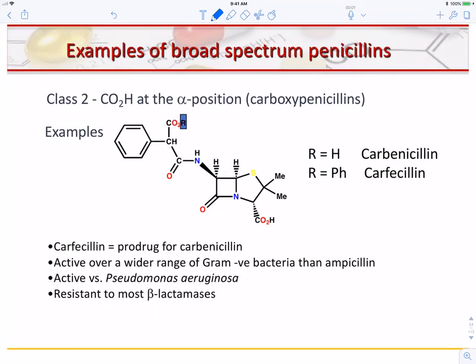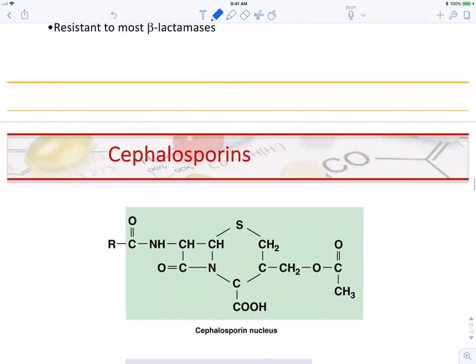Other examples of broad spectrum penicillins contain an extra carboxyl group here. So a carboxylic acid typically, and so these are called the carboxypenicillins. They're active, again, against gram negatives, and they tend to be resistant to beta-lactamases because, again, that group affords enough bulk to prevent binding.